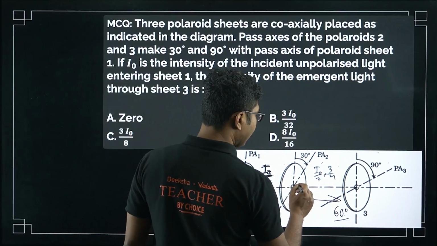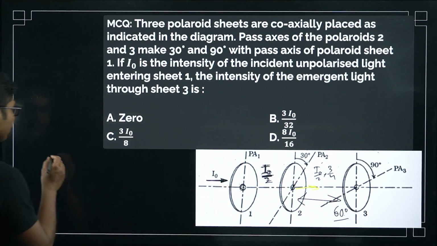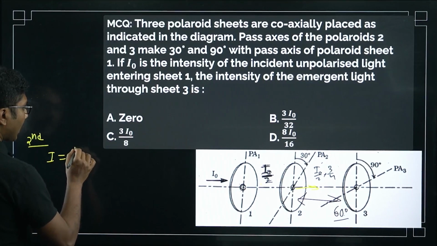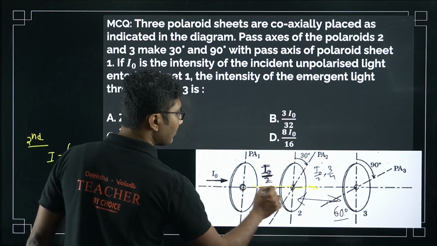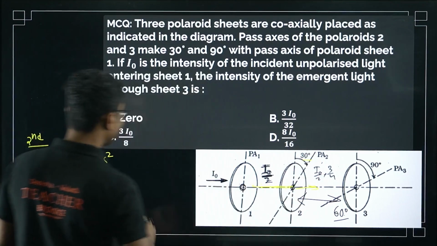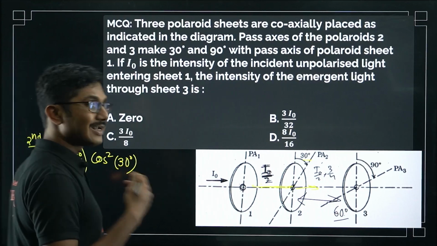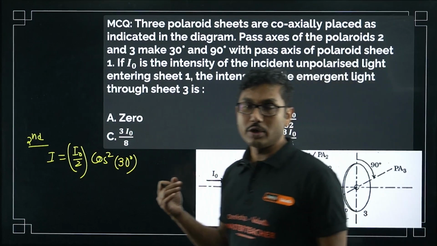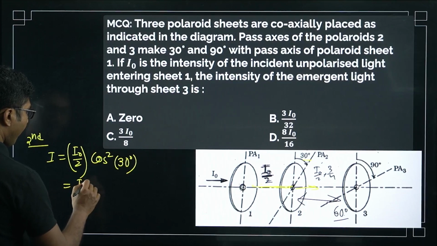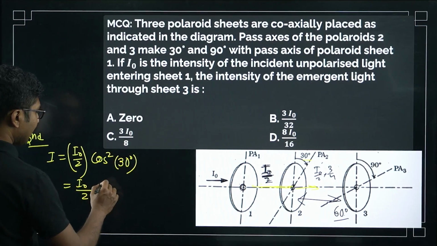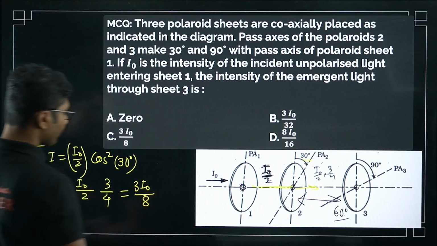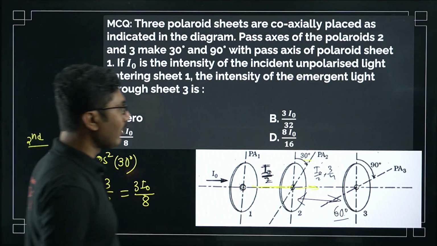Now what is the intensity of the light which is coming out of the second Polaroid? For the second Polaroid we will use Malus law, that is I equals I0 by 2. Why I0 by 2? Because the light which is entering this Polaroid is I0 by 2. So I0 by 2 cos square 30 degrees. What is cos 30? Sorry, cos 30 is root 3 by 2. So cos square 30 degrees is 3 by 4. So 3 I0 by 8. So this is the light that is emerging.